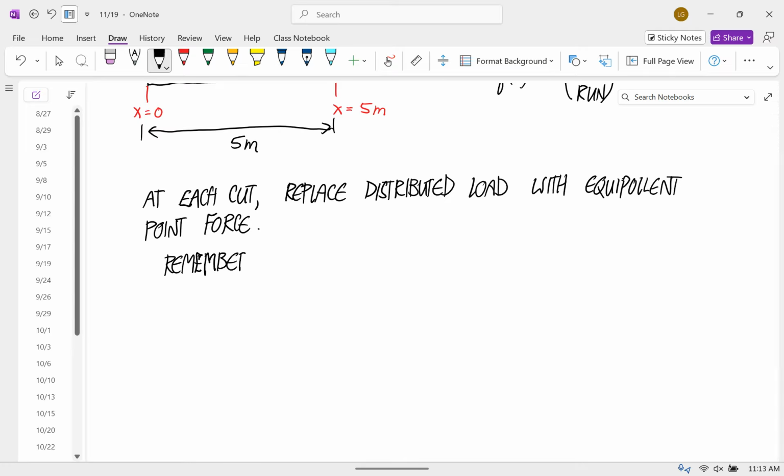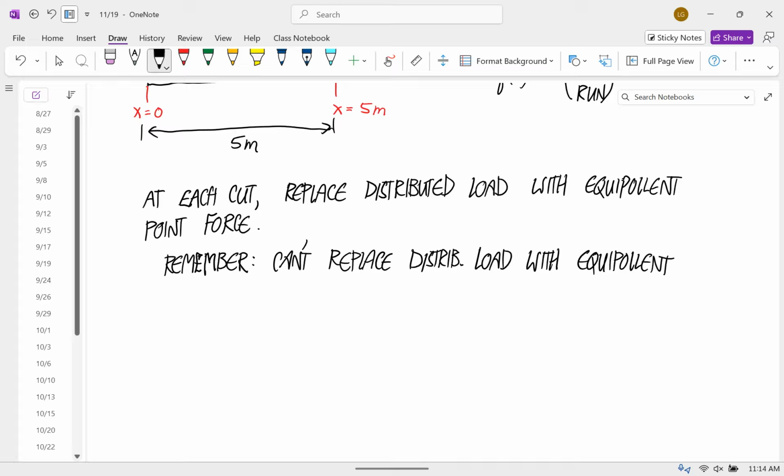Remember, you can't replace the distributed load with an equipollent point force until you've chosen the piece to isolate.